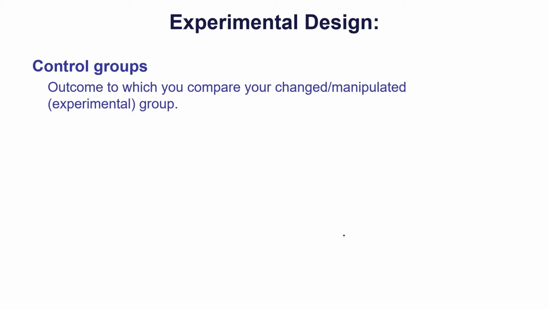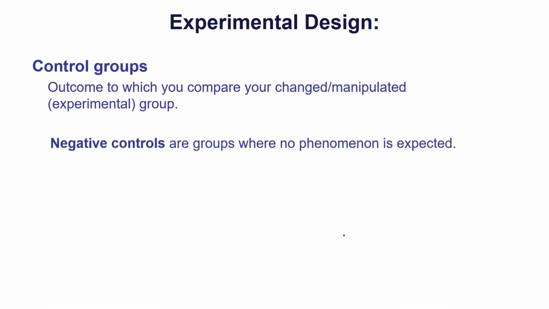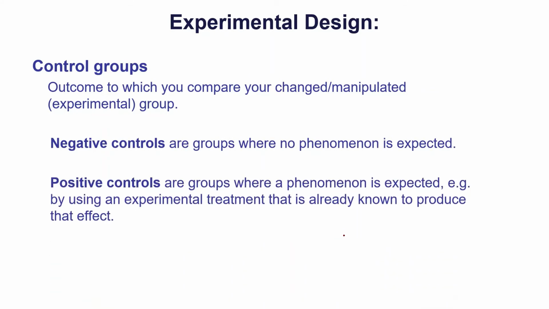So it's kind of like your baseline. That's what a control is all about. Sometimes people will talk about having negative controls or positive controls. So the negative is where nothing is done. Sometimes you might have positive controls.